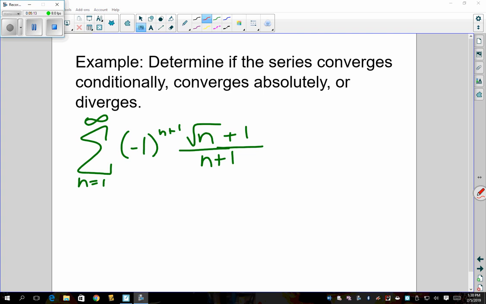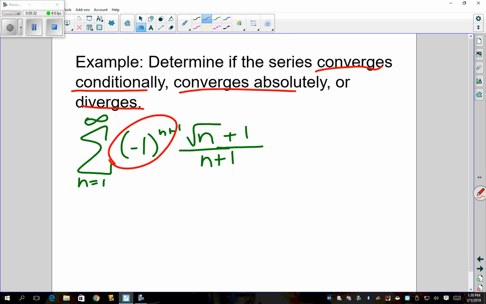Here's a great example where we're asked to determine if the series converges conditionally, absolutely, or if it diverges. These words maybe clue us in that there might be an alternating series part of this, and it turns out, in fact, there is.